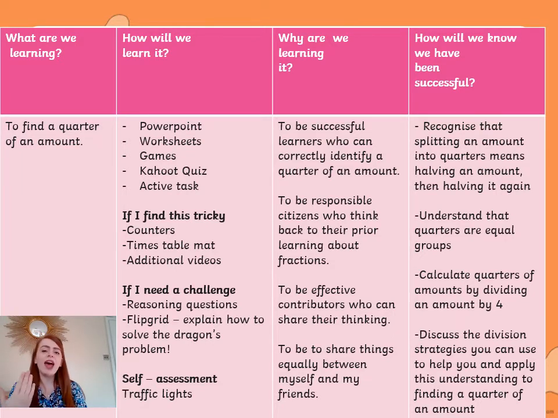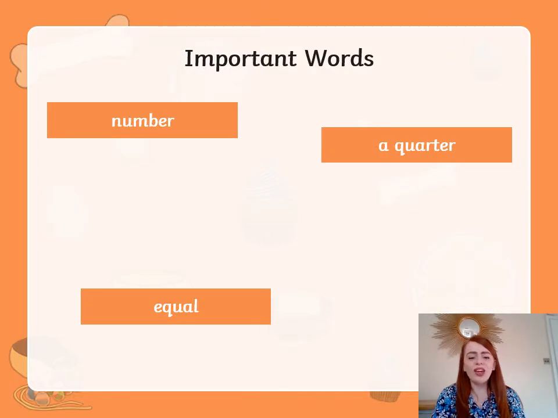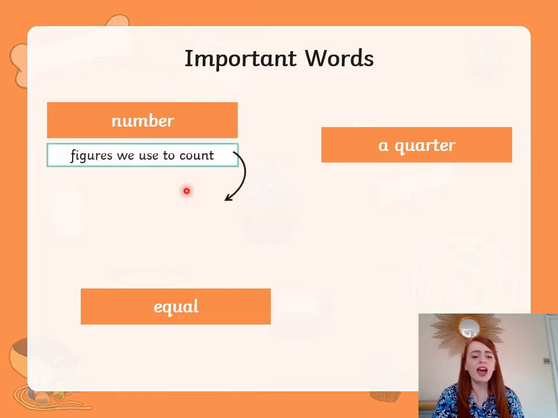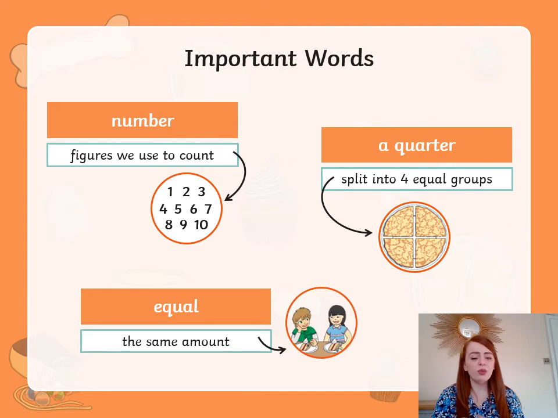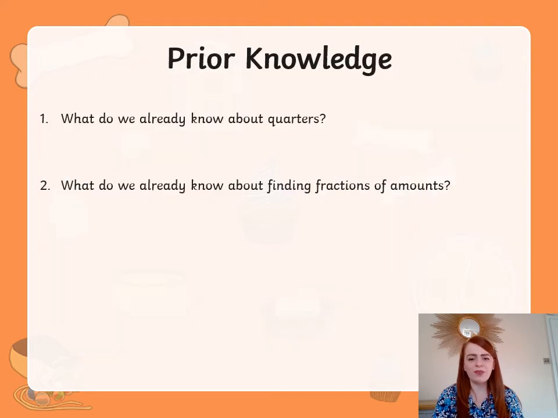So thinking back to what you remember about division, about using your tables mat, about using your fingers, about using equal groups, and all of this is going to come in handy with today's task. Okay, so let's just think back to some of the key words that we're going to be using in fractions. So of course we have number, which is figures we use to count. A quarter, which means to split into 4 equal groups, and equal, which means the same amount.